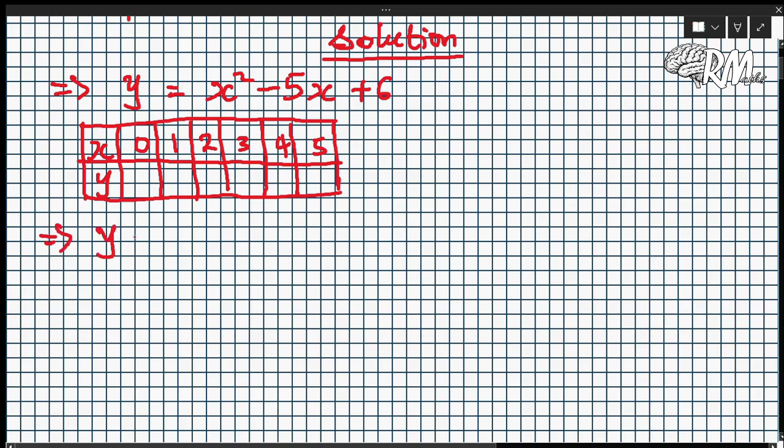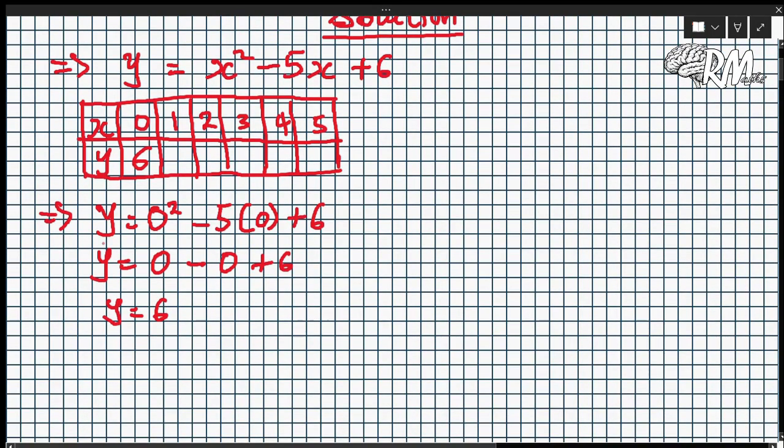We have y equals, when x is 0, so you have 0 squared minus 5 times 0, then plus 6. Then y gives us 0 squared, which is 0, minus 5 times 0, which is 0, then plus 6. It means that our y answer is 6. So when x is 0, y is 6. This is how I'm going to fill all the boxes of y. So we go to the second one.